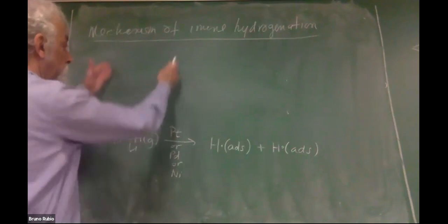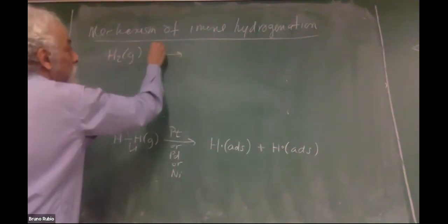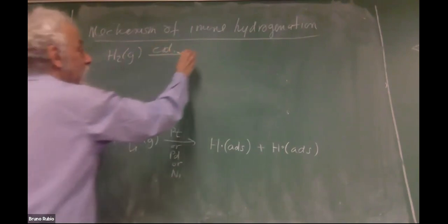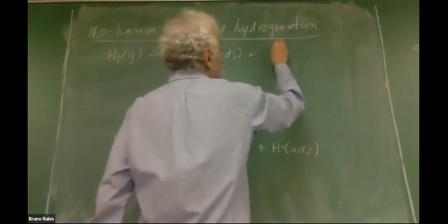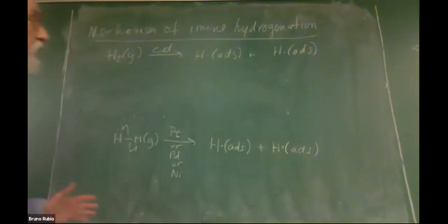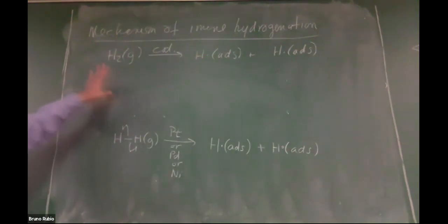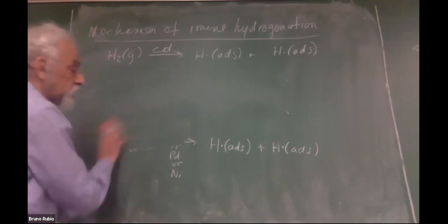Okay, so I'm just going to move this up here. H2 gas plus catalyst. You have H dot adsorbed plus a second H dot adsorbed. And just to recap, because this is something I don't think we've seen before, this hydrogen-hydrogen bond breaks. One electron goes to one hydrogen atom, the other electron goes to the other hydrogen atom, and they are stuck. They are adsorbed on the catalyst surface.